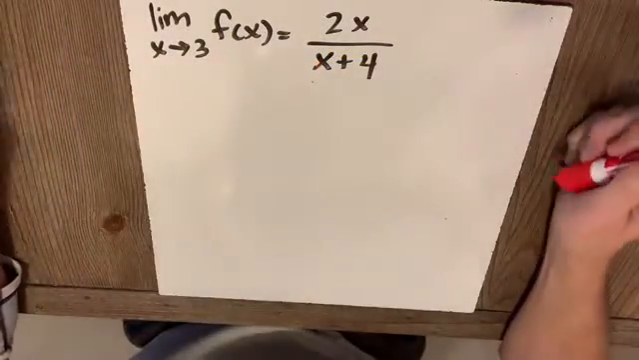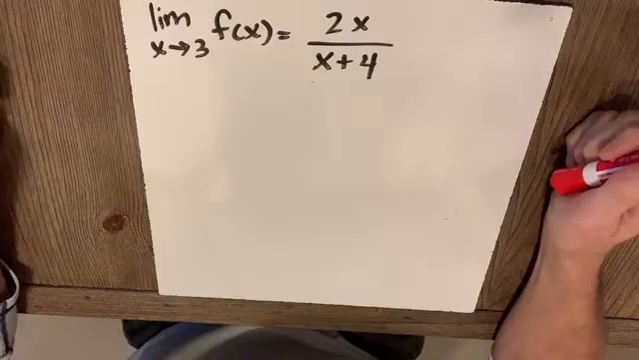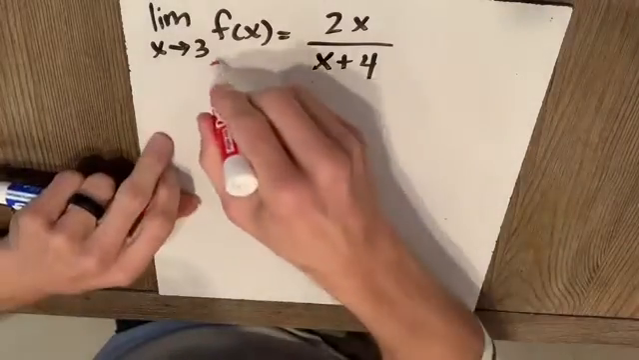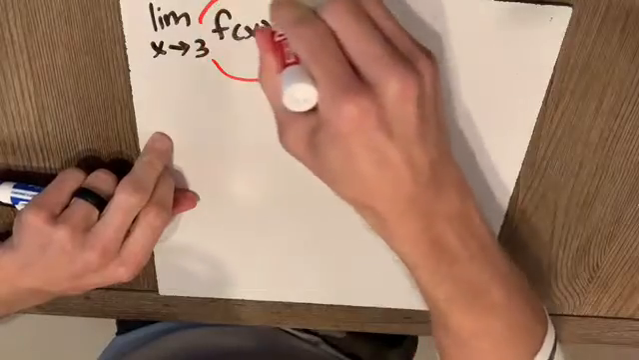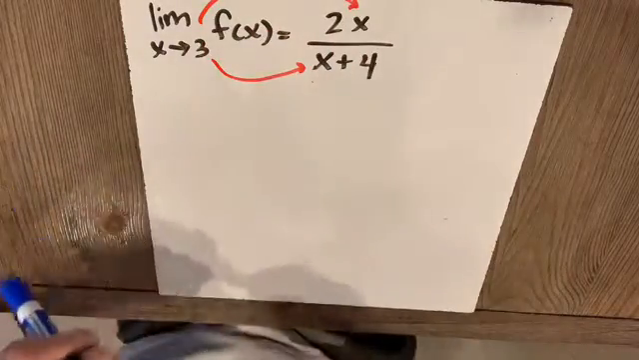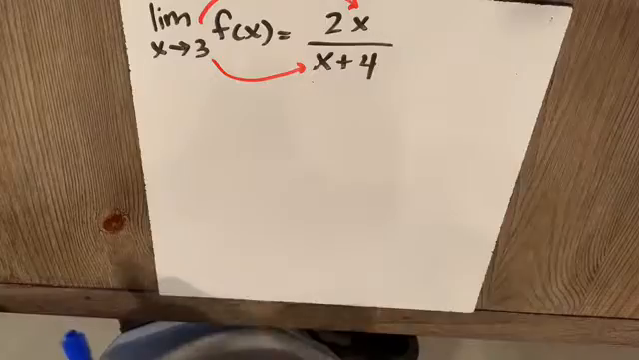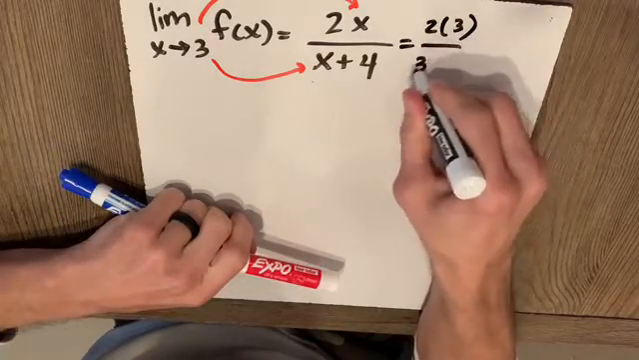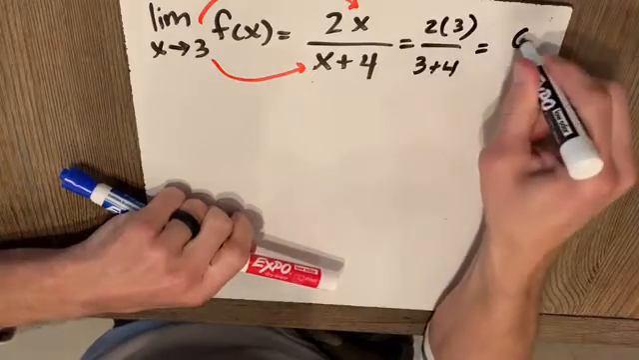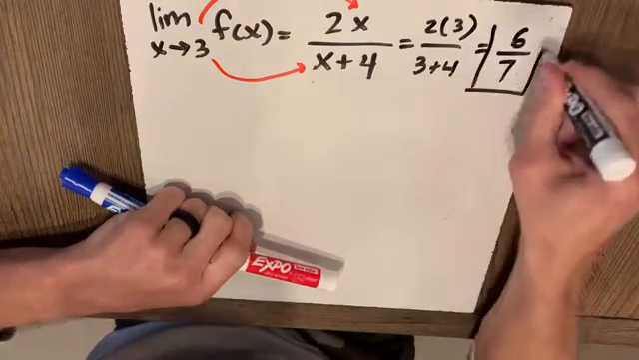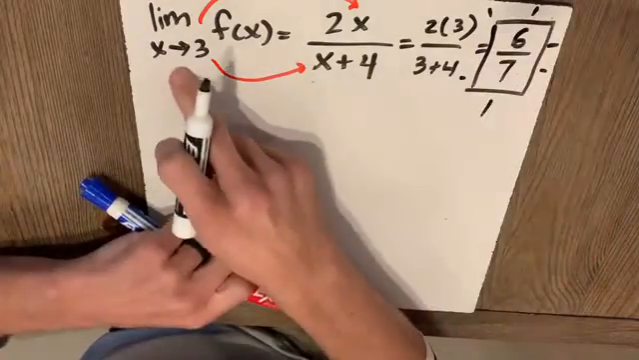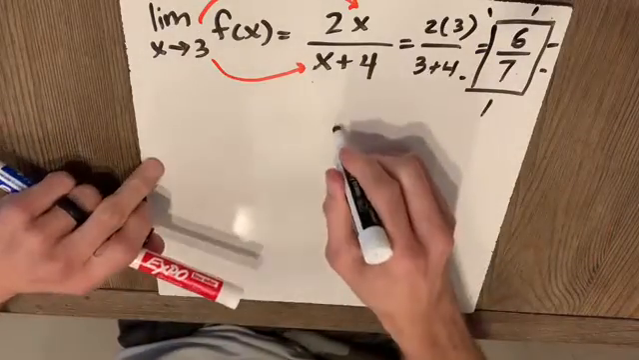The limit of f of x as x approaches 3 of 2x over x plus 4. Of course, I'm going to try direct substitution every time. Hopefully it will work. And this will give us 2 times 3 over 3 plus 4, which is 6 over 7. That is our limit. That's the trend in y. As x squeezes in on 3, y is going towards 6 over 7.